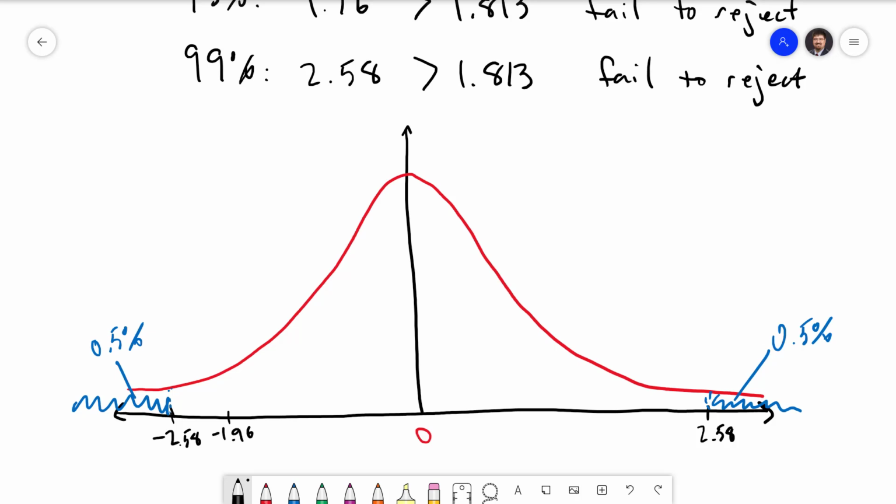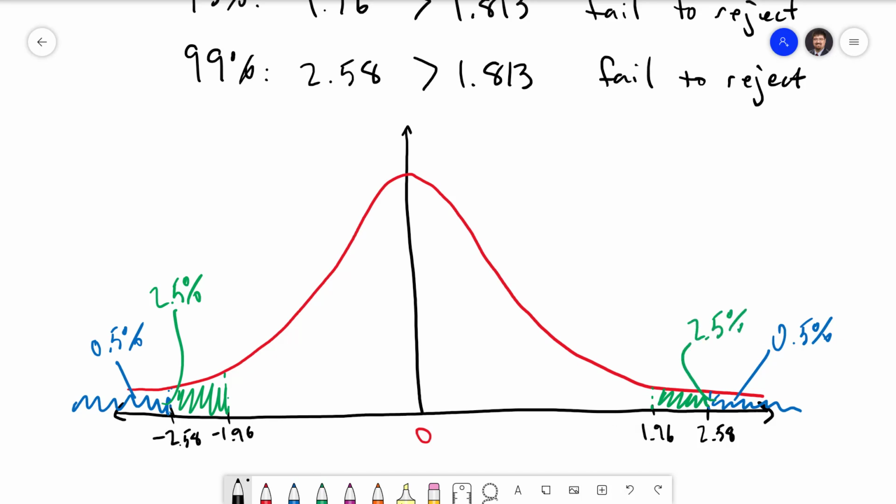1.96, negative on that side and positive on this side. If we take all the area on the outside of 1.96, these areas all add up to 5%, corresponding with a 95% confidence level. So that means that the blue and green areas on each side are each 2.5%.